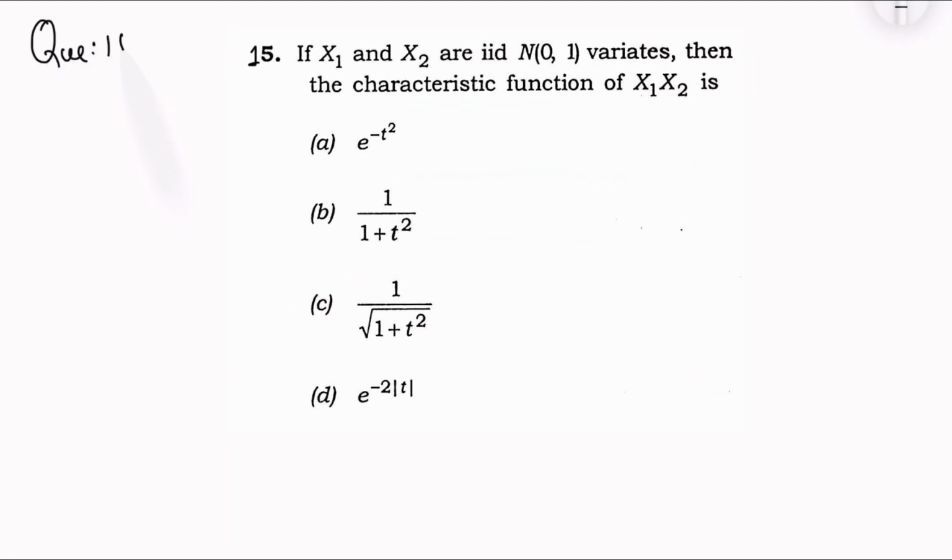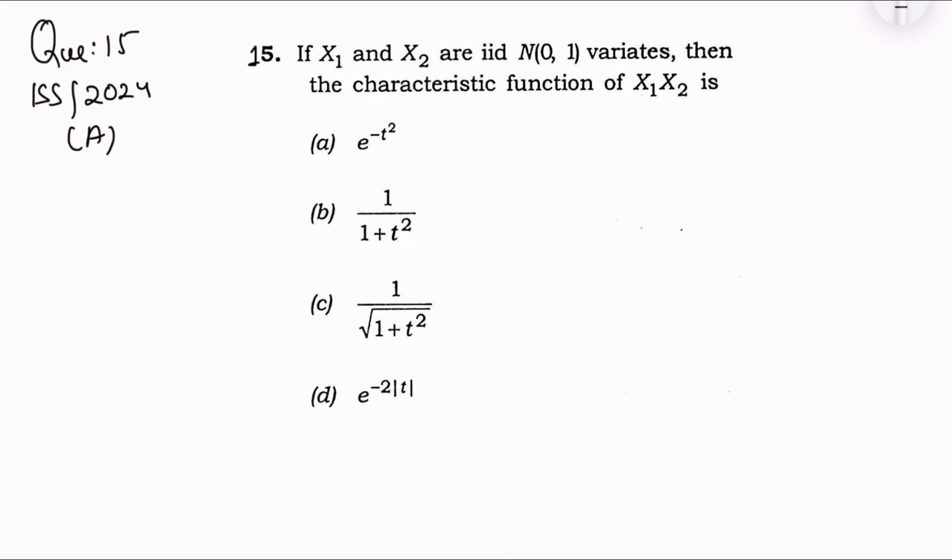Hello everyone, in today's class we are going to discuss question number 15 of ISS of the year 2024. It belongs to your set A. You can see the question on the screen. This question says that X1 and X2 are IID normal (0, 1) variates. Then you have to find the characteristic function of X1 times X2.